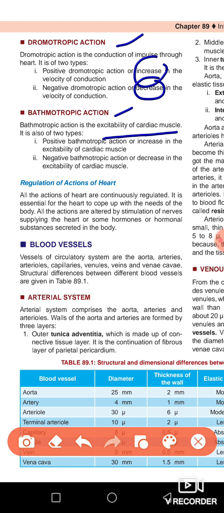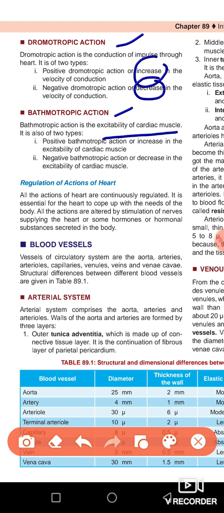Now we are going to revise them. So first action of your heart is chronotropic action. In this action we see the frequency of your heart rate and your heartbeat. And in this type we have seen the two types of this action. First is tachycardia and bradycardia. Tachycardia means your heart rate increases, bradycardia means your heart rate decreases.